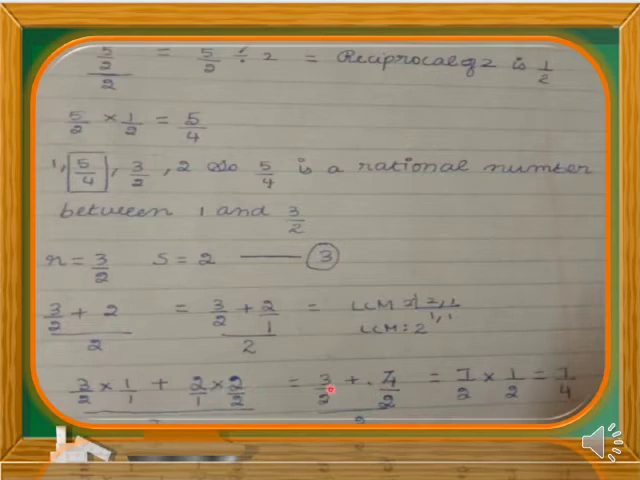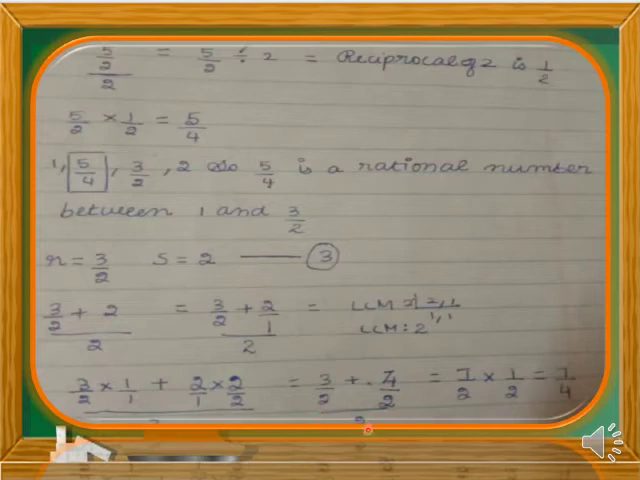So 2 into 2 is equal to 4, 2 into 1 is equal to 2, and 3 into 1 is equal to 3, 2 into 1 is equal to 2. So when adding, the by 2 will remain the same here. When adding, 3 plus 4 is equal to 7, by 2 remains here.